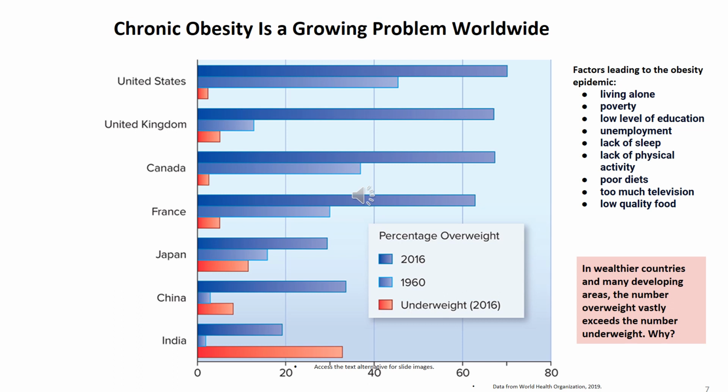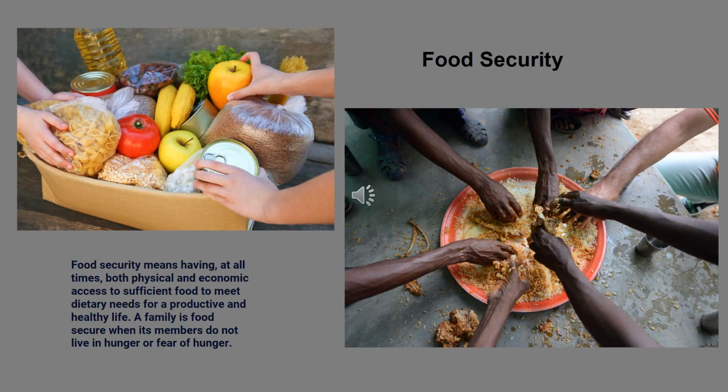So you have, as opposed to the United States, where you have a lot of overweight compared to underweight. That is also a problem with food distribution and consumption. You might have heard the phrase food security or food deserts thrown around. Food security is when you have access to sufficient food to meet the dietary needs for yourself, to live a healthy life and stay healthy.